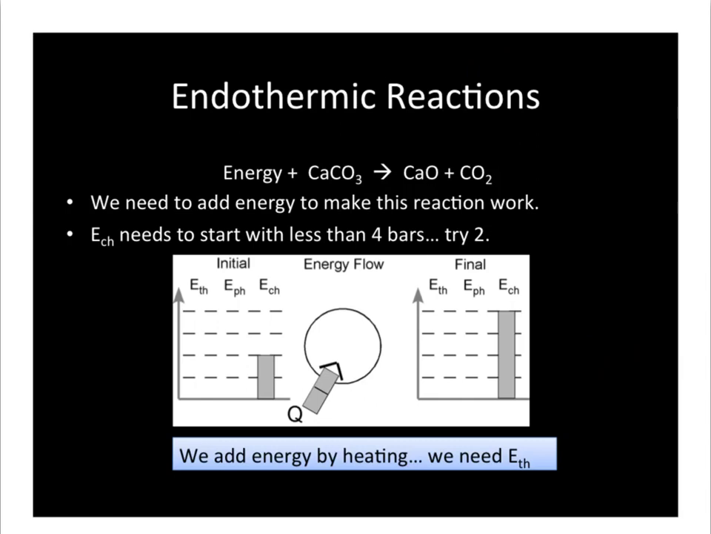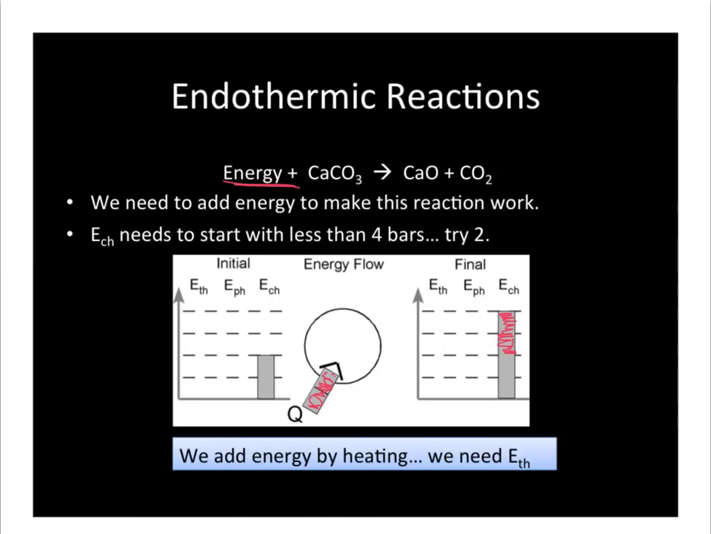Okay, let's look at it the other way. So sometimes we have to add energy to get a reaction to go. And here's calcium carbonate. And to break it up and make calcium oxide and CO2, we need to add energy. So energy is a reactant. Now, there's no way to add chemical energy into a system. So what we're doing is we're taking these 2 bars of energy and we're placing them here. We're increasing the chemical energy of the system.